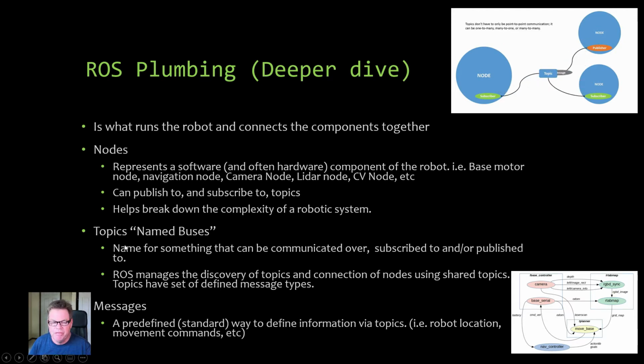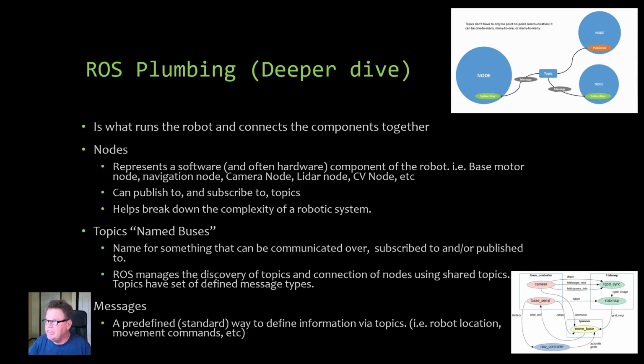So it's made of three main things: nodes, topics, and messages. Nodes represent a piece of software, frequently associated with a piece of hardware or a component of the robot. So maybe the base motor node is the node that manages the movement of the robot, so the wheels and the platform that the robot sits on.